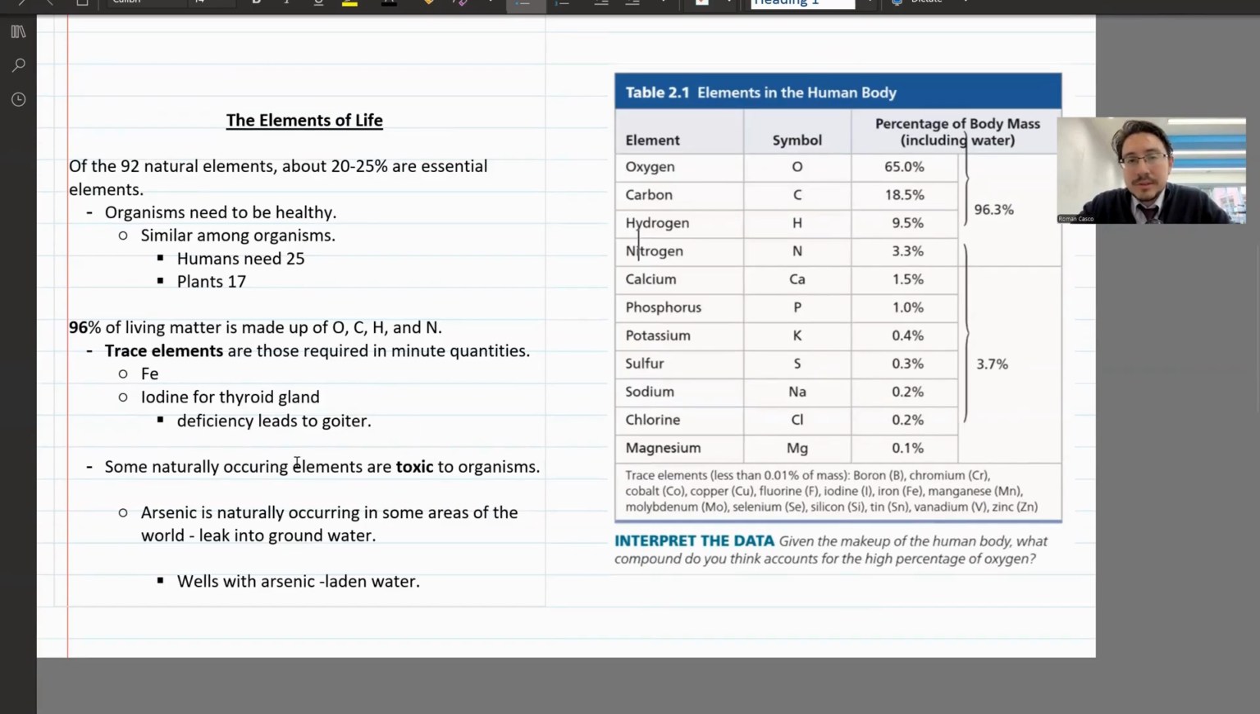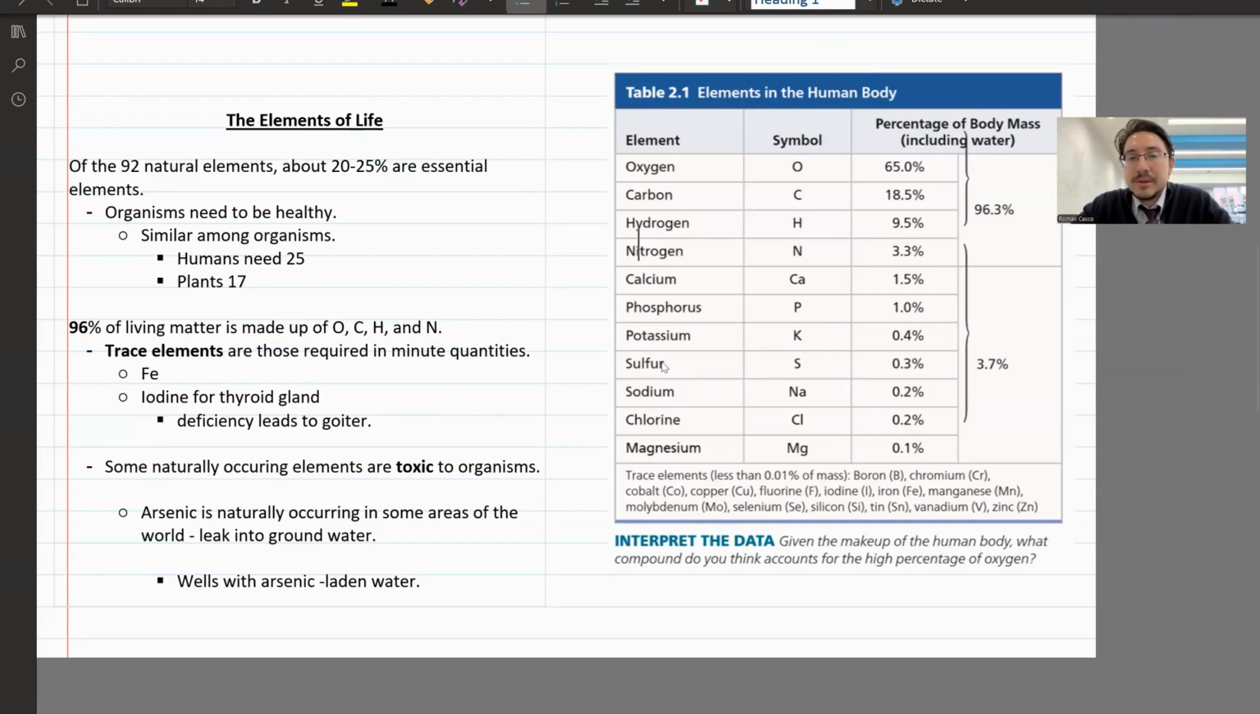The table you see here is an example of these elements that are necessary for a living organism. Okay. Again, as I mentioned before, oxygen, carbon, hydrogen, nitrogen, right? They have a particular percentage in the body, oxygen being 65%, right? Carbon being 18%, and so forth.